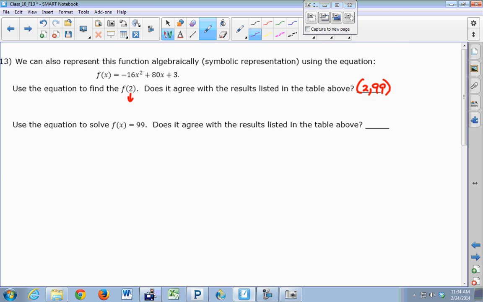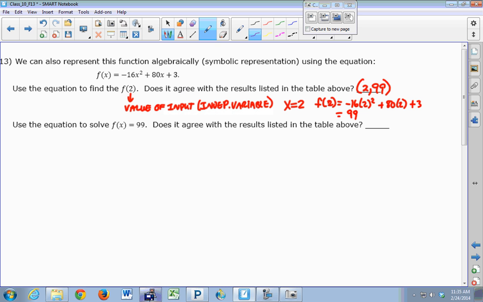So 2 is the value of our input, which is our independent variable, which is x. So we're going to substitute x equals 2 into our equation and find what our height is. So let's do that. f of 2 equals negative 16 times 2 squared plus 80 times 2 plus 3. And if you do out all your arithmetic, you're going to get 99.